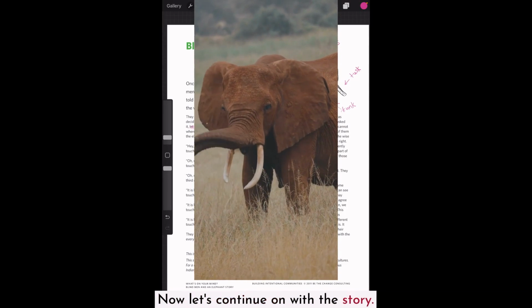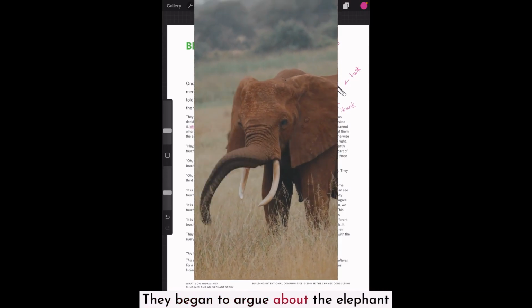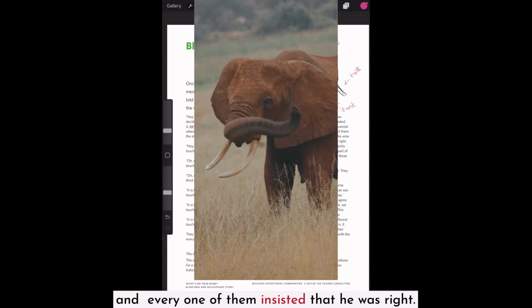Now let's continue on with the story. They began to argue about the elephant, and every one of them insisted that he was right.